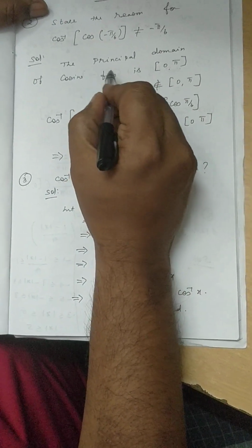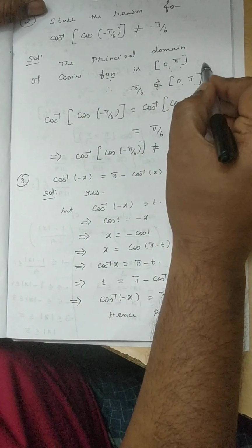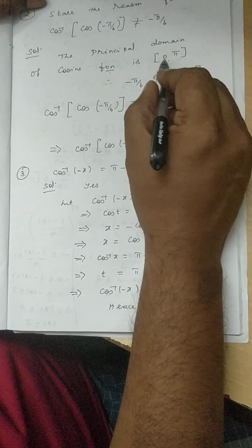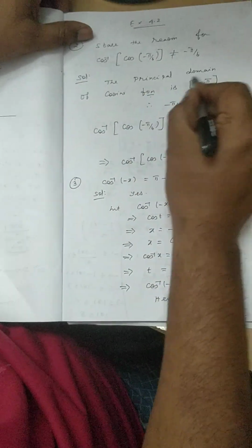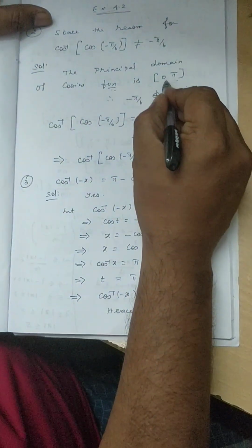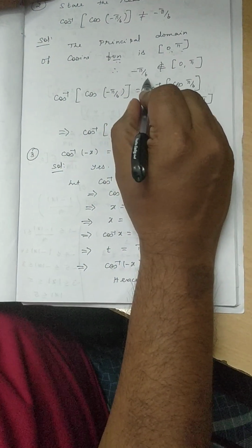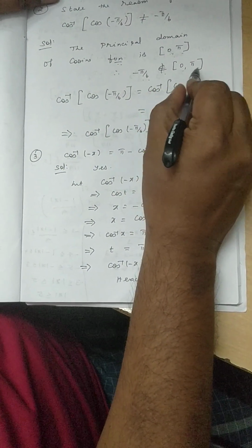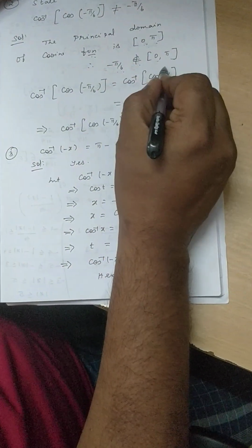The sine inverse curve is minus pi to plus pi, and 0 to pi is the principal domain of the cosine function. Minus pi by 6 does not belong to 0 to pi. This is for the principal domain.